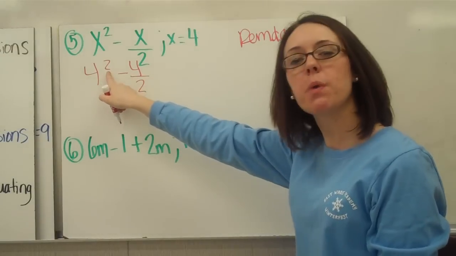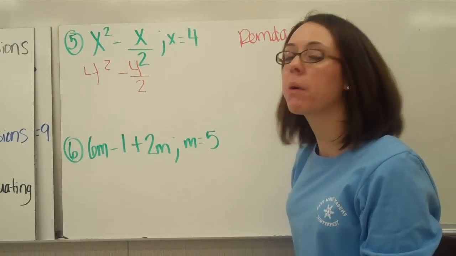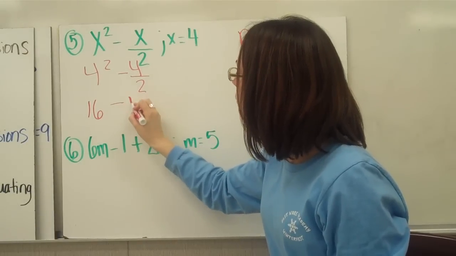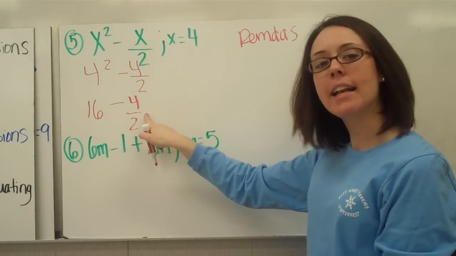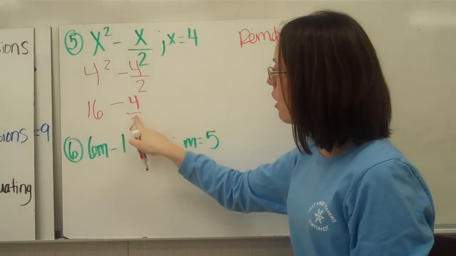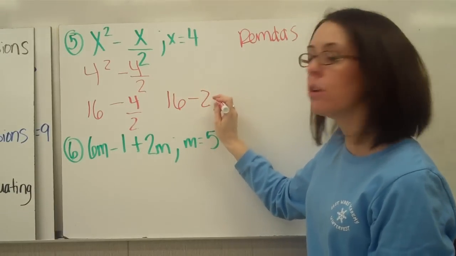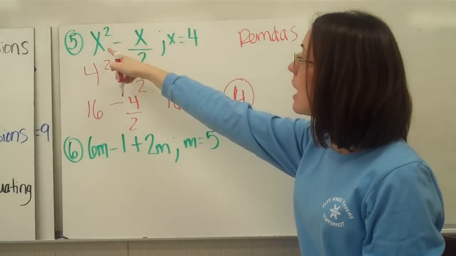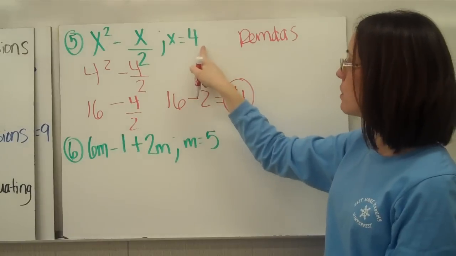We have exponents. What does 4 to the second power mean? Not 8. Remember, 4 to the second power is 4 times 4, which is 16, minus 4 over 2. Do we subtract or divide next? Division comes before subtraction. 4 over 2 is 2. So we're left with 16 minus 2, which we know is 14. This expression is evaluated as 14 for x equals 4.